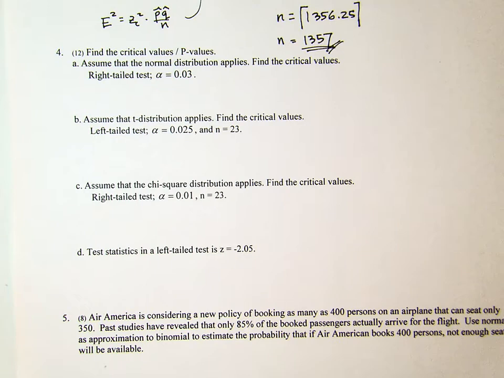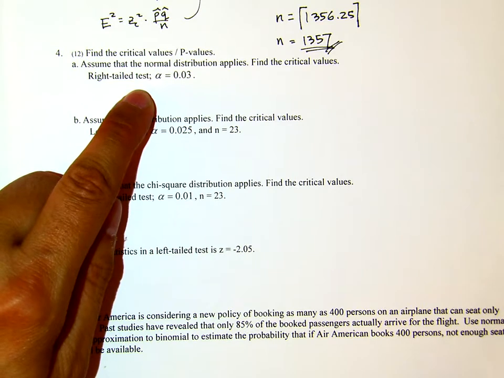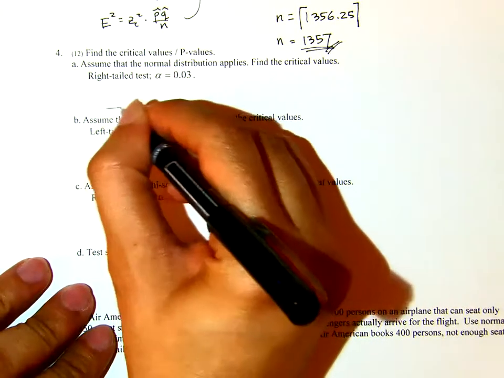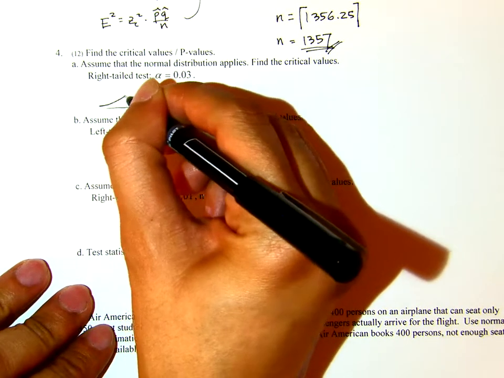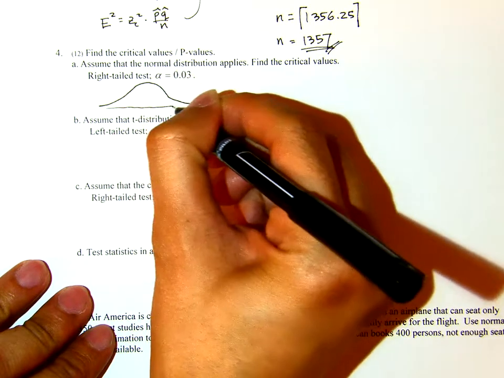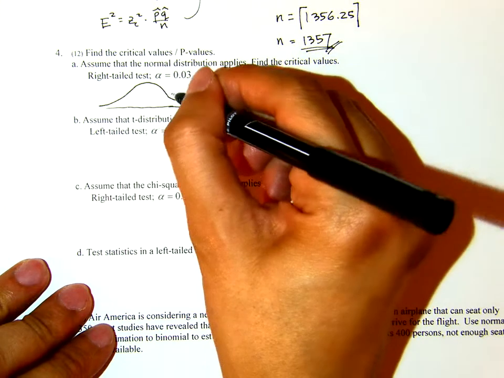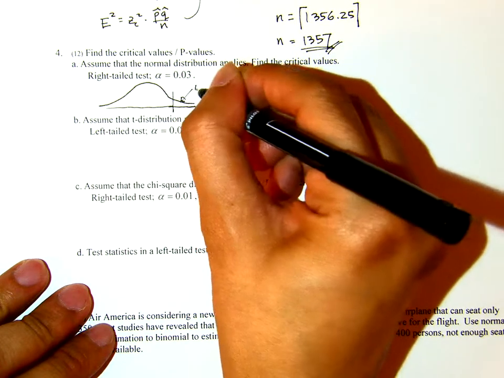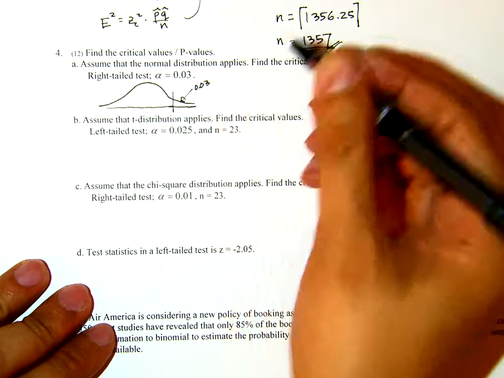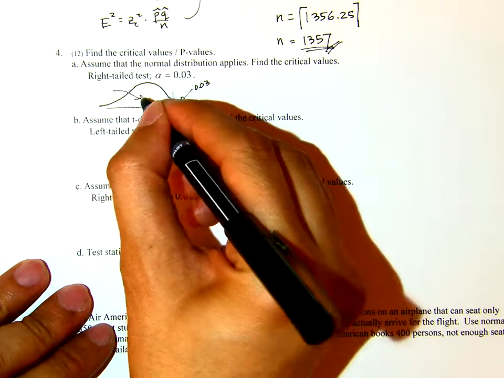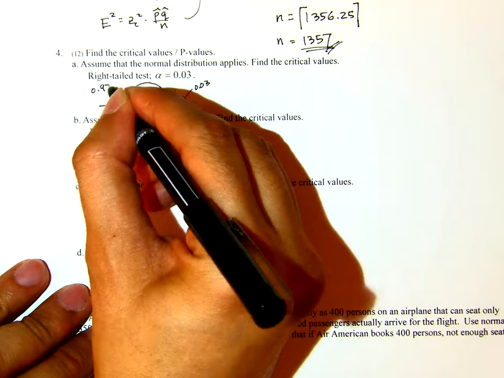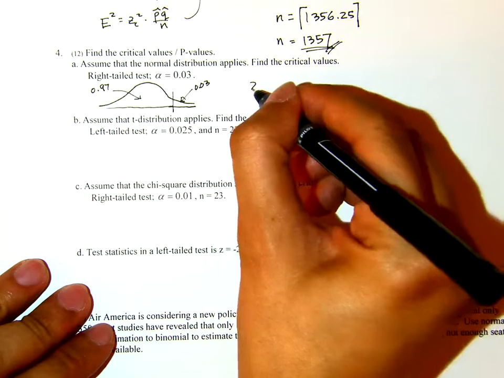Part A, assume that normal distribution applies. Find the critical value of the right tail test, alpha equals 0.03. If I draw the curve, let's say this is our normal distribution, it is a right tail test, and this is 0.03. It implies the area here will be 0.97. Okay, now what is the critical value there?